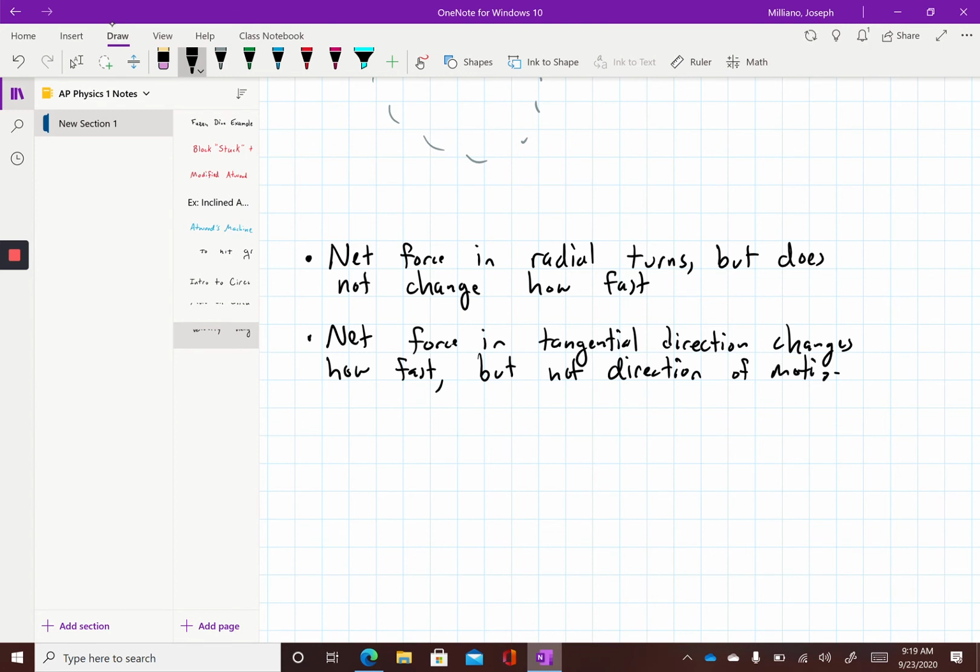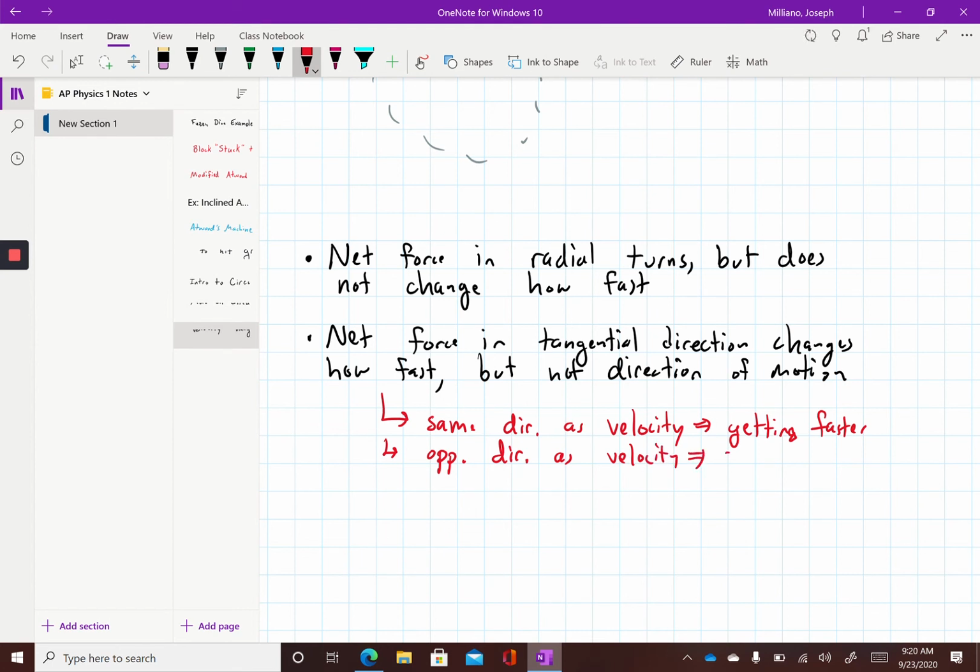And then you can have both of them happening at the same time. And if this tangential force is in the same direction as velocity, that means you'll be getting faster. This is nothing new. And then if your net tangential acceleration is in the opposite direction as velocity, then you'll be getting slower. So it's just an application of what we've already learned, but now we're turning. All right, and that should do it.